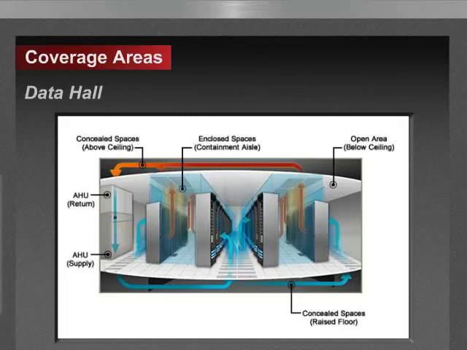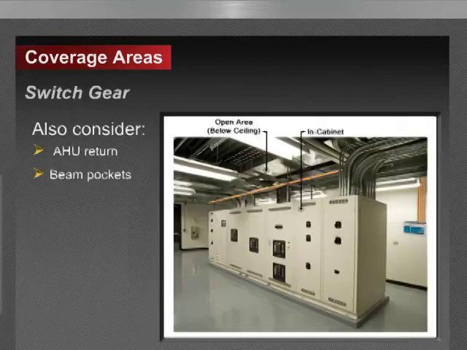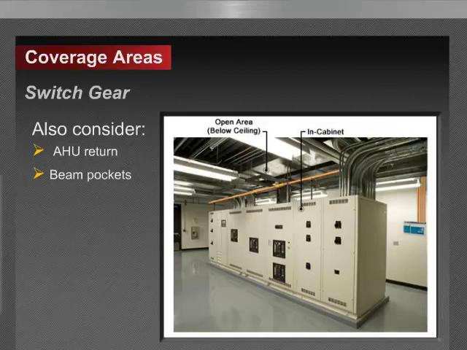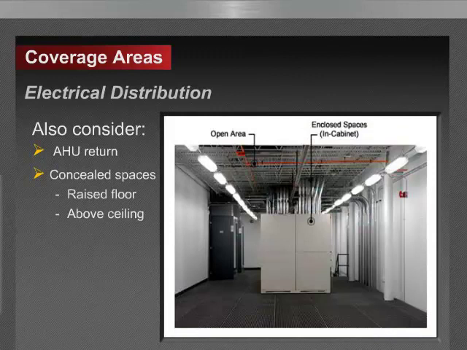In switchgear rooms, consider placement of sampling points within the switchgear enclosures themselves and within open areas below the ceiling. Similarly, in electrical distribution rooms, consider placement of sampling points within distribution panel enclosures, within open areas below the ceiling, and within concealed spaces housing combustibles such as false ceilings or below raised floors where present.